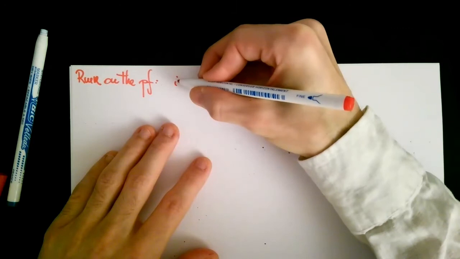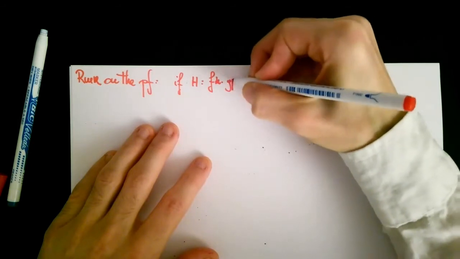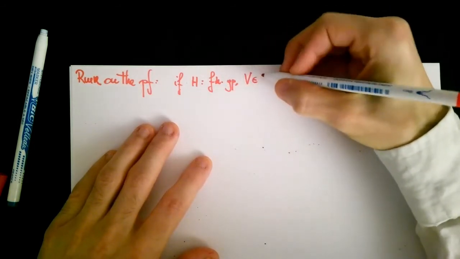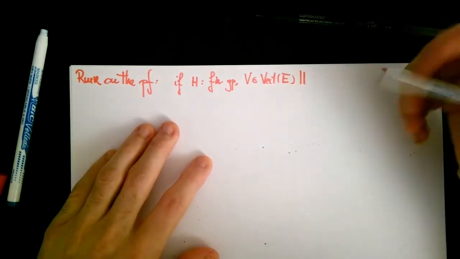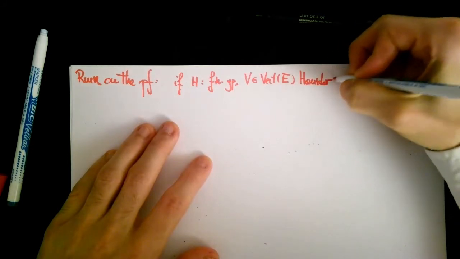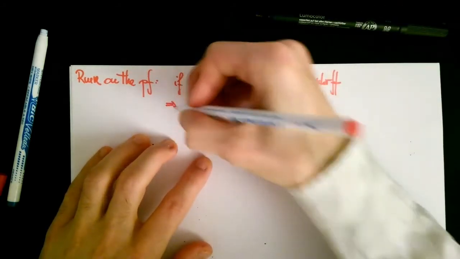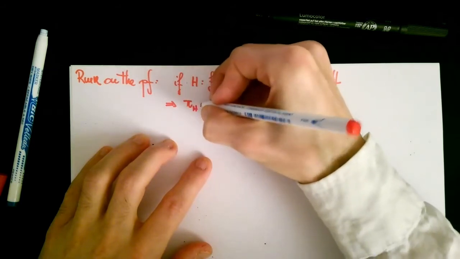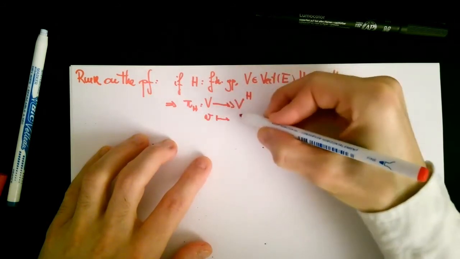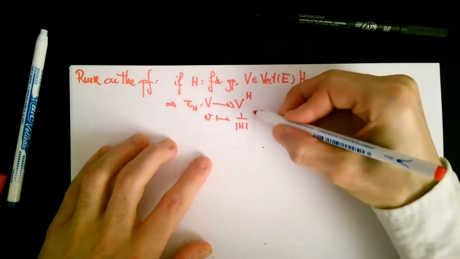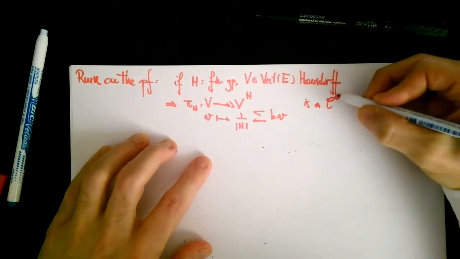We are using that if H is a finite group and V is a Hausdorff vector space over E with a continuous action of H, then the averaging map V to V^H, 1 over the order of H times the sum of h times v, is a continuous projection.